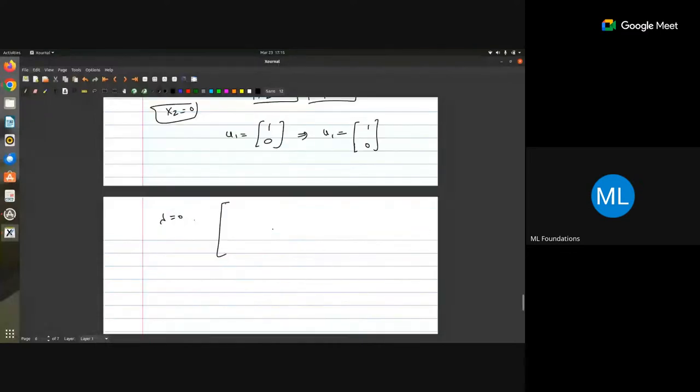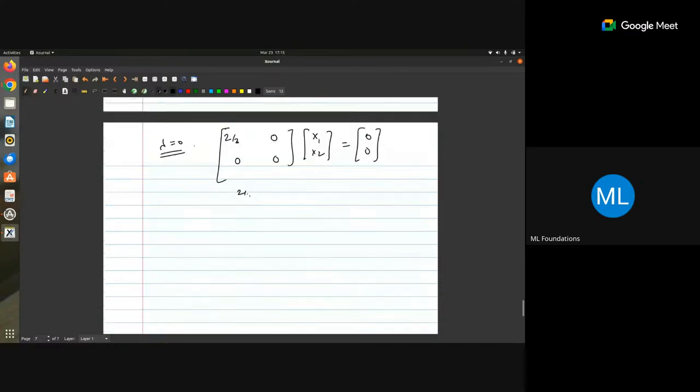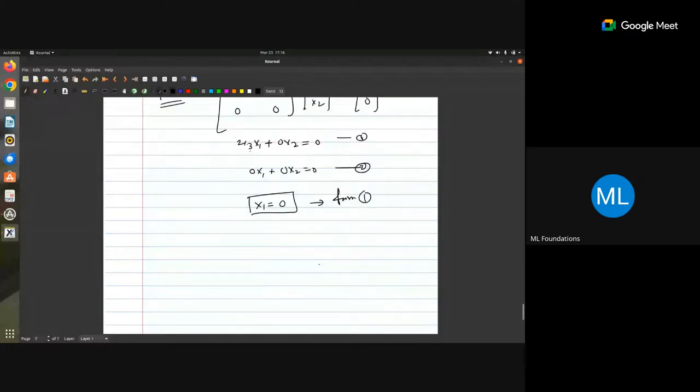So this is [2/3, 0; 0, 0] times [x1, x2] equals [0, 0]. From here I get two equations: (2/3)x1 plus 0 x2 equals 0, equation 1, and 0 x1 plus 0 x2 equals 0, equation 2. From equation 1, what am I getting? x1 equals 0, right? So x2 can be any c. So u2 will be [0, 1], which is again the normalized eigenvector, right?